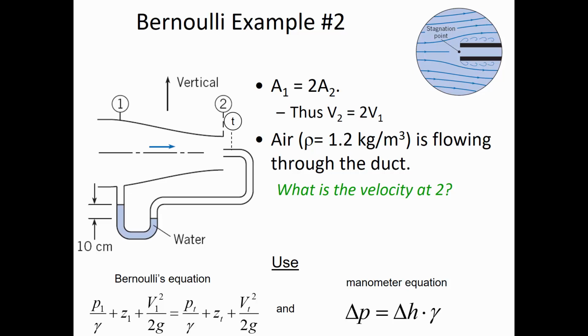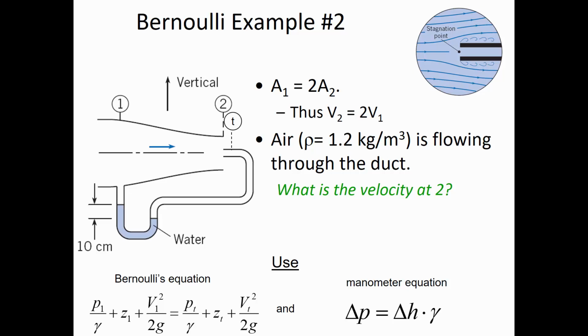That's essentially what this manometer is telling us, is how the pressure changes between 1 and T on the inside of the tube. Now, Bernoulli's equation, when we apply it between the two points, is saying that the pressure head, elevation head, and velocity head at 1 is equal to the pressure head, elevation head, and velocity head at 2.